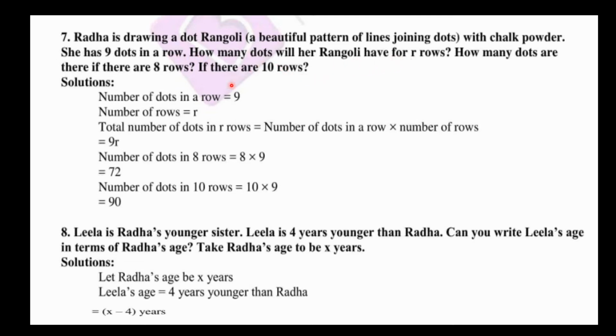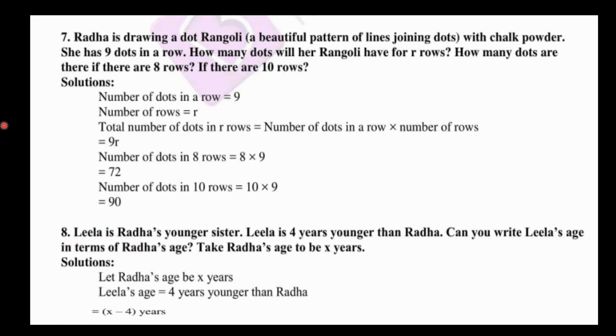Now, same statement: the number of dots in a row is 9, the number of rows is r, therefore the total number of dots is 9r. If you do not write these steps, no problem, no need to write this. 9r is compulsory. Another question asked in the same problem: how many dots are there if there are 8 rows? Same again, the number of dots in 8 rows is 8 multiplied by 9, 8 nines are 72. The number of dots in 10 rows, 10 nines are 90.